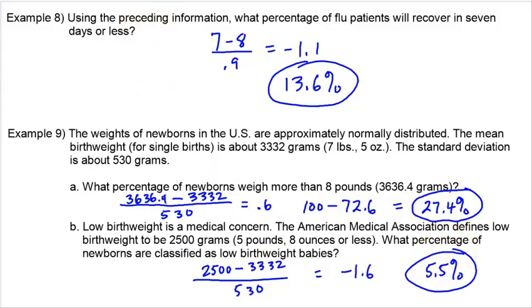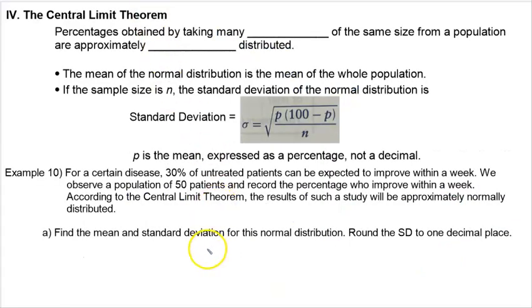All right, let's move on to the central limit theorem, and we're just about to the end of our notes. The central limit theorem basically says percentages obtained by taking many samples of the same size from a population are approximately normally distributed. The central limit theorem is a way for us to derive the standard deviation if we're given the sample size and we're given the mean of the population.